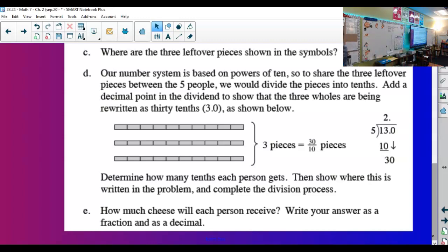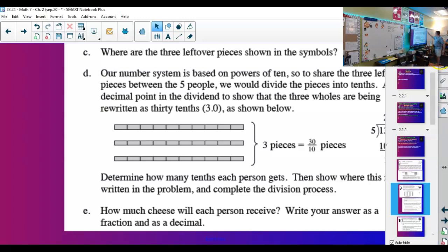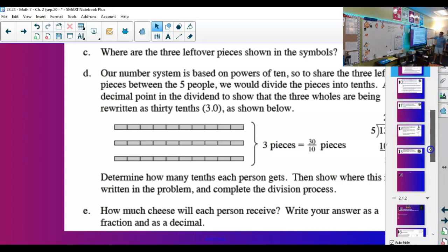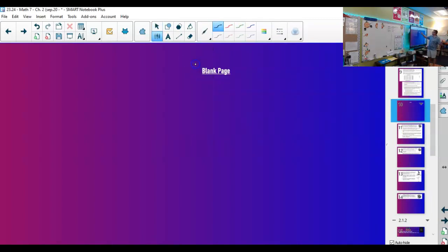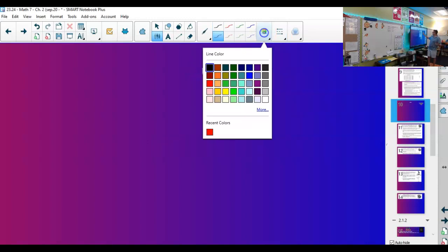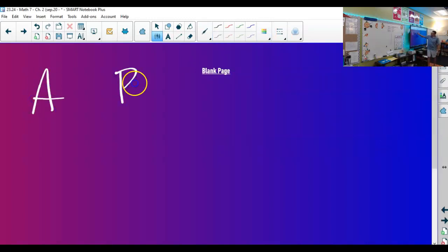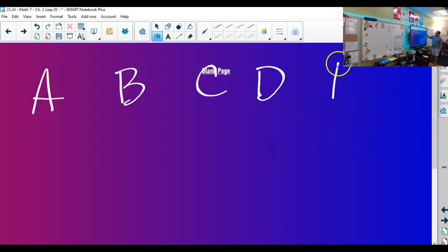Where's my cards? Emery, what did your group do first with your 13 cheese sticks? So, me, Jane, and Donna, we got 13, and we gave 2 out to everyone, and then we had 3 extras. So I'm gonna label our people A, B, C, D, E because that's easier than numbers, because then we're gonna use numbers for other stuff.